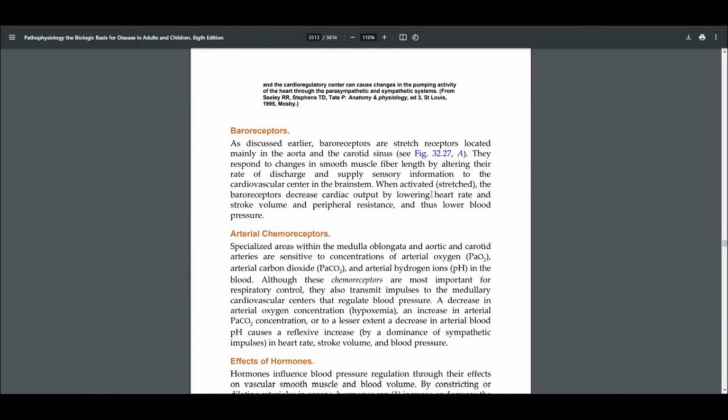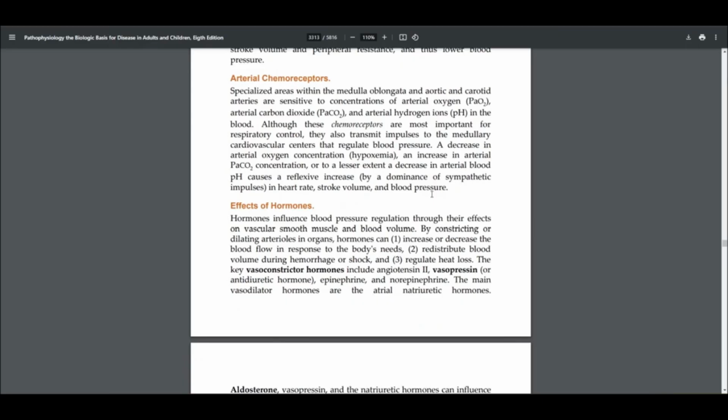So, what are your baroreceptors? As discussed earlier, baroreceptors are stretch receptors located mainly in the aorta and the carotid sinus. They respond to changes in smooth muscle fiber length by altering their rate of discharge, and supply sensory information to the cardiovascular center in the brainstem. When activated or stretched, the baroreceptors decrease cardiac output by lowering heart rate and stroke volume and peripheral resistance, thus lowering our blood pressure.